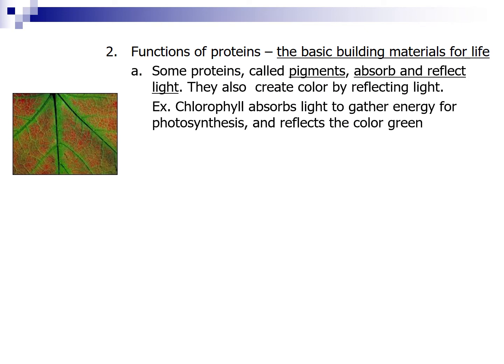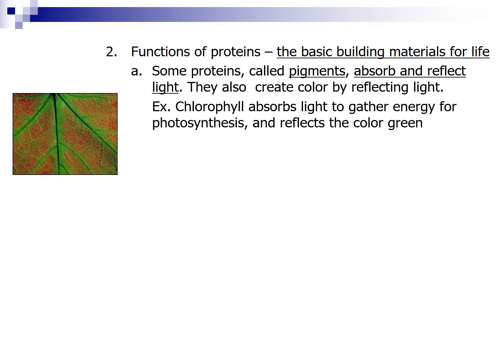We have proteins that are called pigments. There are proteins that absorb and reflect light. For example, chlorophyll absorbs light. It is a protein to gather energy for photosynthesis. It reflects the light green, and that's why it looks green.